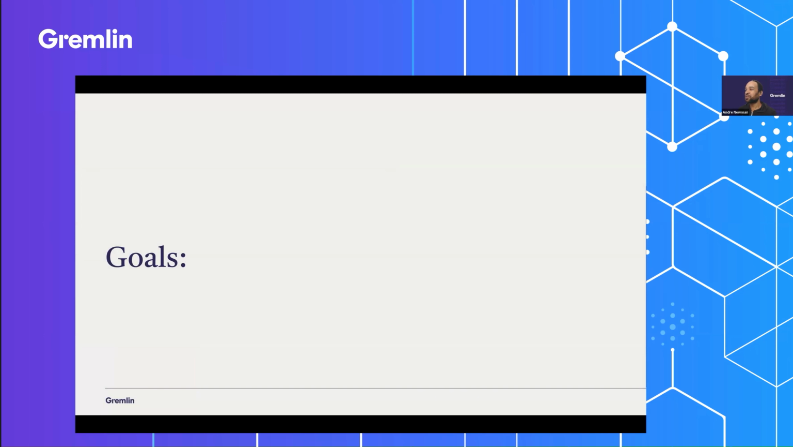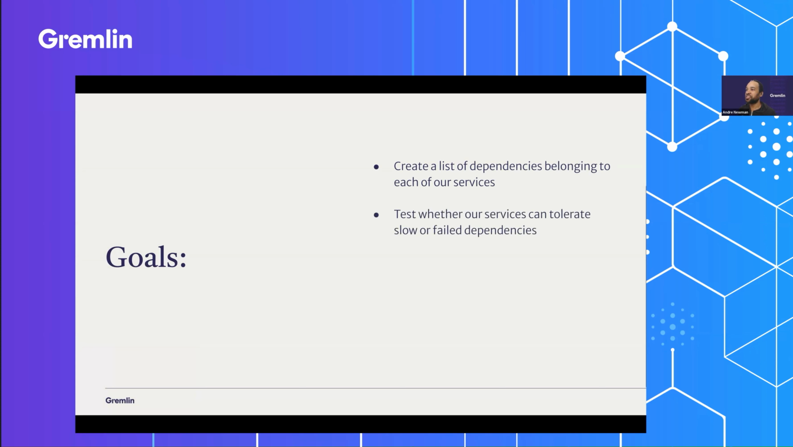So first, let's set some goals for today's session. At the end of the session, we want to create a list of dependencies belonging to each of our services that we can track. We want to be able to run tests to simulate slow or failed dependencies and make sure that our services can tolerate these situations. This includes checking dependencies for expiring TLS certificates. And then we also want to automate this testing so that we can catch and prevent regressions.